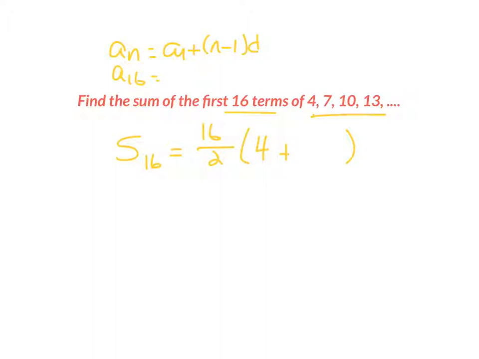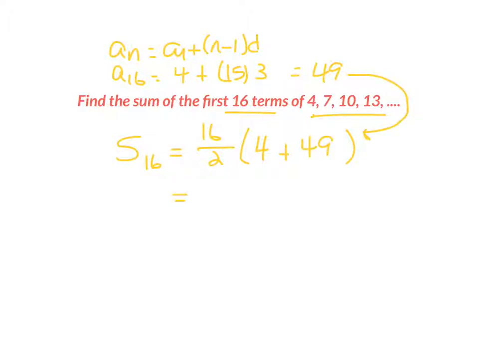I know the first term is 4. I know there's 16 terms, so 16 minus 1 is 15. And I know that the difference is 3. So I'm just going to punch that in my calculator. 3 times 15 is 45, plus 4 is 49. So that's the 16th term, and that goes right inside my parentheses right here, 49.